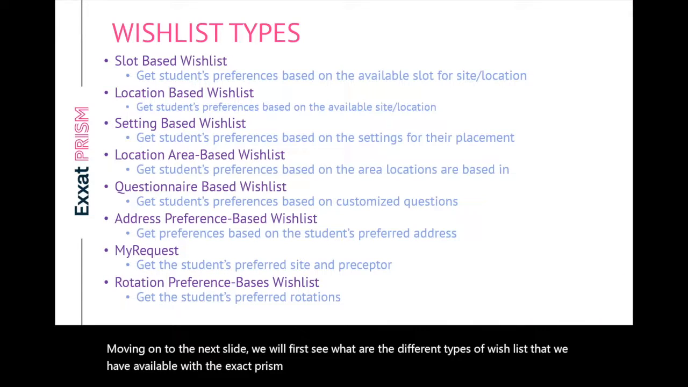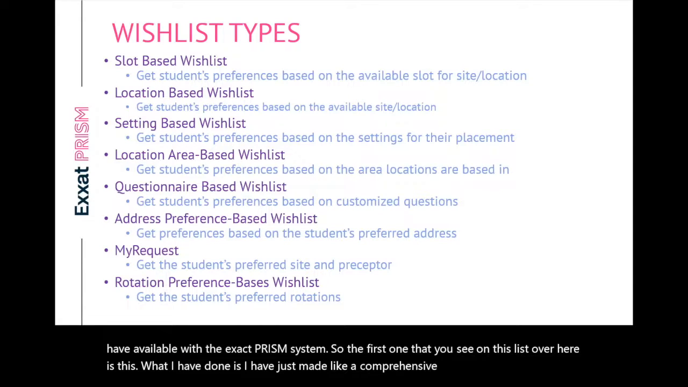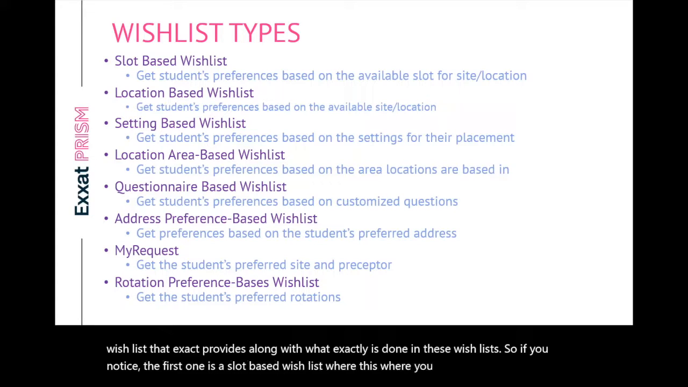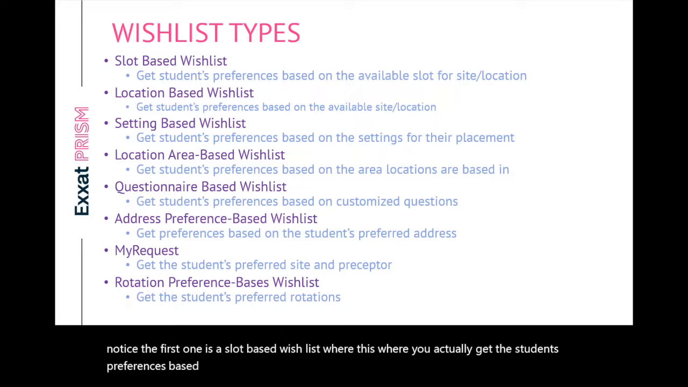So the first one that you see on this list over here is just what I've done is I've made a comprehensive page of all the different wish lists that Exxat provides, along with what exactly is done in these wish lists. So if you notice, the first one is a slot-based wish list where you actually get the students' preferences based on the available slots for a particular site or a location.